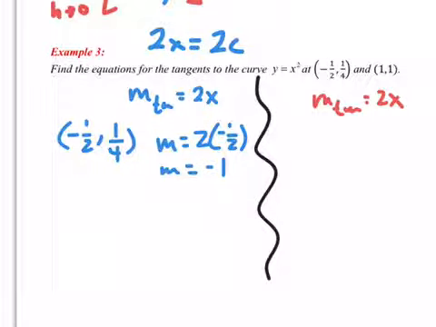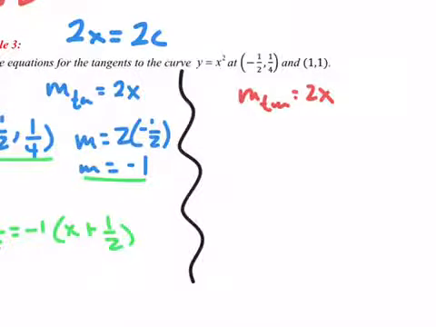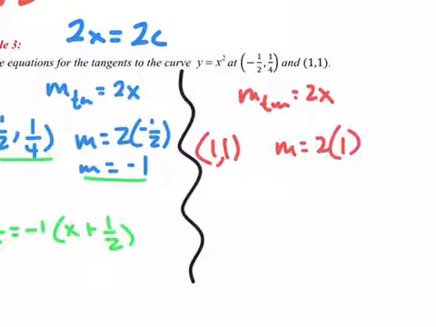So now I've got a point and I've got a slope. I can write the equation of the tangent line. Equation of the tangent line would be y minus 1/4 equals slope times x plus 1/2. There's the equation of my tangent line through negative 1/2, 1/4. Over here, I'm going to do the same thing. I have a point 1, 1, and my slope will be 2 times whatever my x value is, which in this case is 1. So I get a slope of 2. So the equation of my tangent line going through 1, 1 is going to be the following.